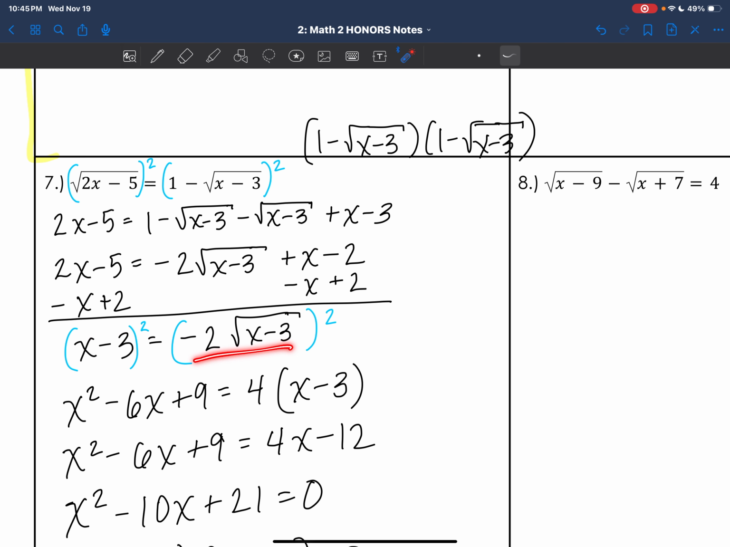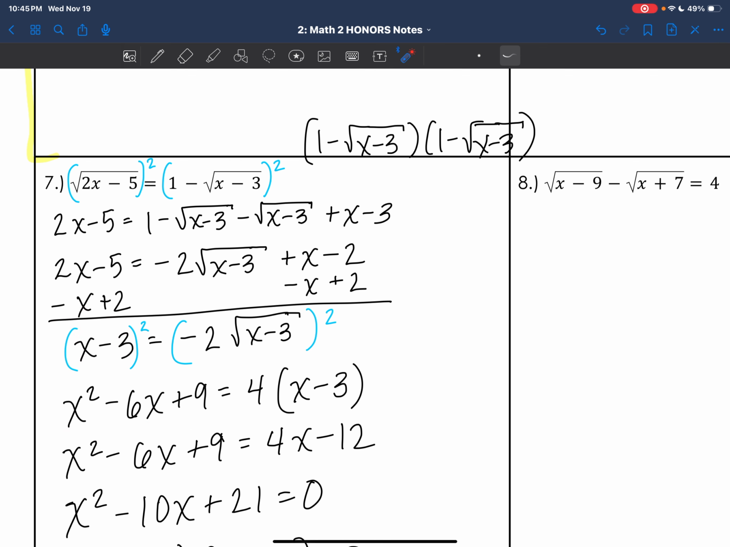Now I can divide both sides. Oops, sorry, I can't do that yet. I've got to get rid of this radical. So distribute this. Sorry, I skipped a step there. So distribute this, and you're going to get this.